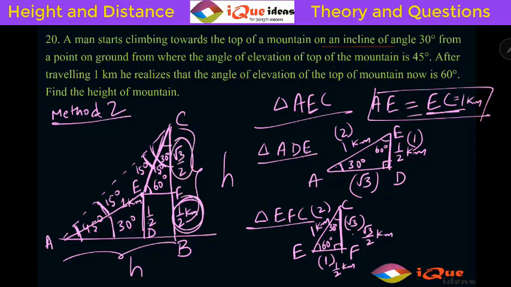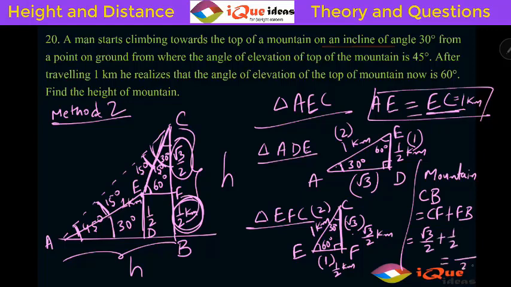And from there you can very clearly see that the mountain height is actually CB. Now CB is CF plus FB. CF is root 3/2. FB is 1/2. Eventually in the denominator 2 and in the numerator root 3 plus 1. So the answer of this question is (root 3 + 1)/2 kilometers.